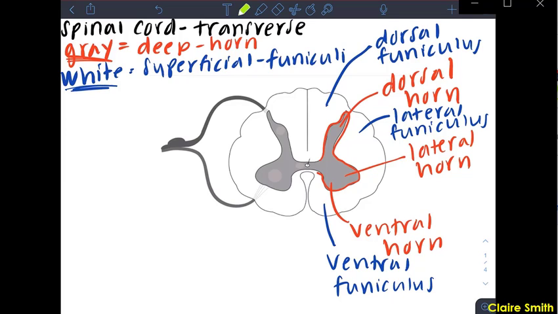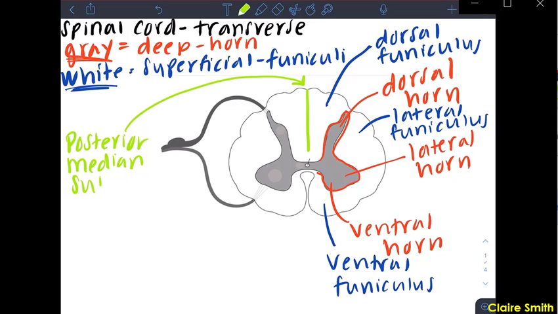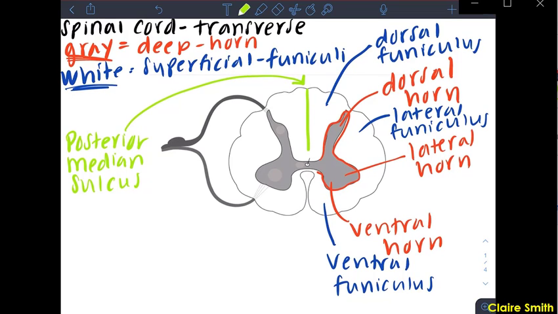So besides those main structures of the spinal cord, there's going to be also little structures that we have to know. So that little line on the back is actually a sulcus. So we learned about that last week when we talked about the brain. The sulcus is just a groove, right? So on the back, we have a posterior median sulcus. Posterior, it's on the back side. Median, it's in the middle. Sulcus, it's a little groove.